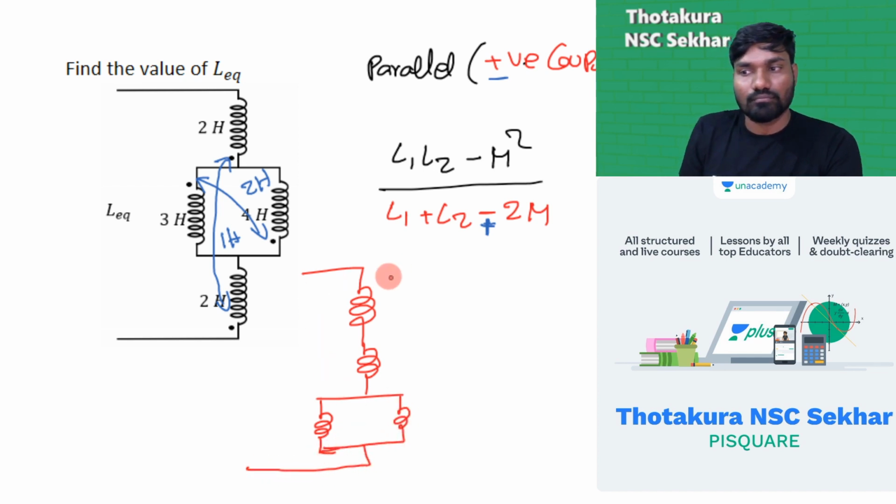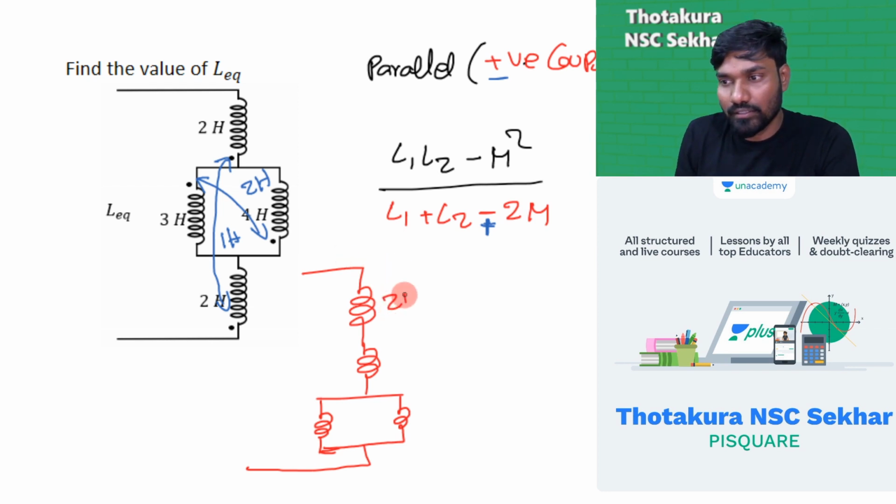Here we have 2 Henry. This 2 Henry, I am taking, both are series 2 Henry. This is 3 Henry. This is 4 Henry. We have dot here, here, here, and here. And we know the magnetic coupling between these two is 1 Henry. The coupling between these two is 2 Henry.